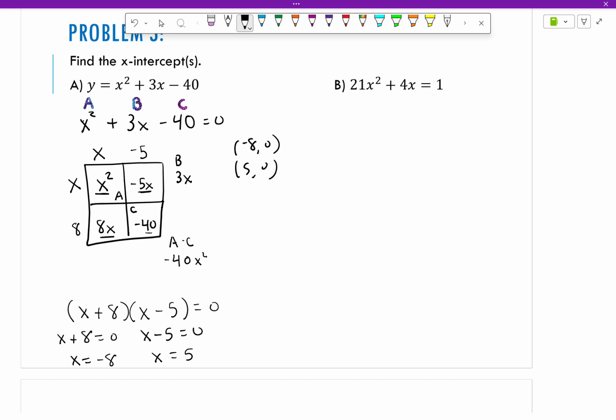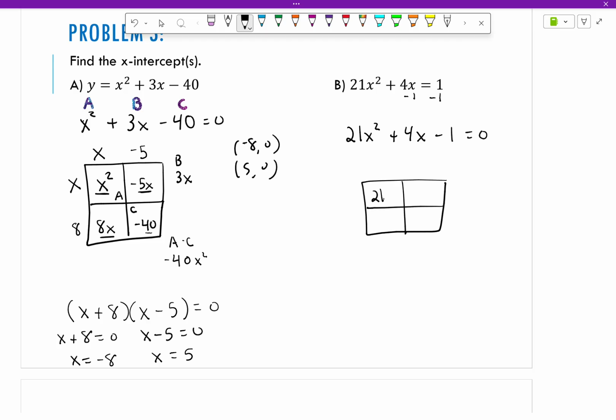Okay, part B, same idea, but this time you'll notice that the terms are not all on the same side of the equal sign. So I need to move them to the same side. So I'm going to minus the 1 over. So my quadratic looks like this. All right, and so now I can go ahead and set up for factoring.